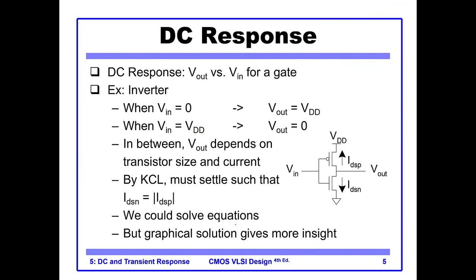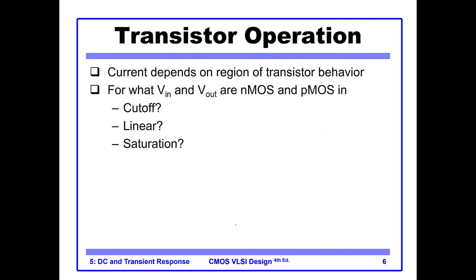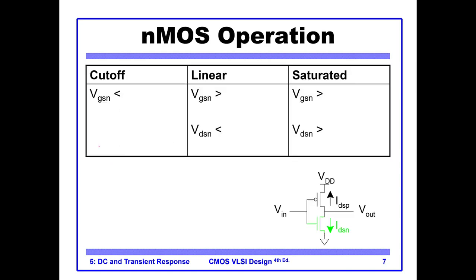So let's see what the DC response is. The transistor operates basically in three regions, which are cutoff, linear, and saturation. You already know these three regions from the material before midterm. We have discussed in great detail the transistor characteristic curve, and we have studied the square law model and the velocity saturated models. So you know the cutoff region, the linear region, and the saturation region.